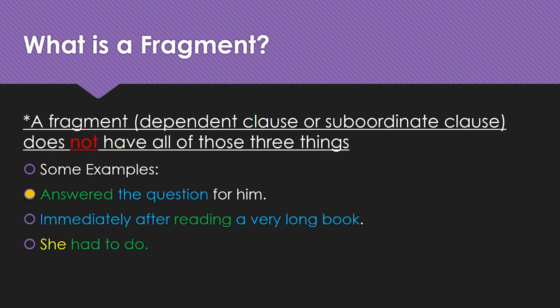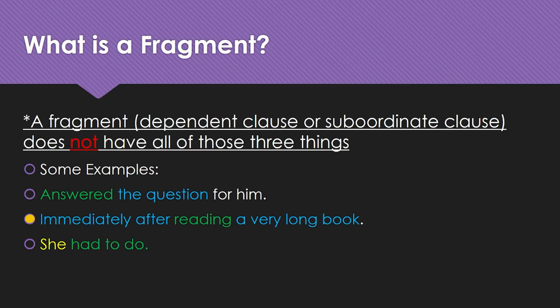Some examples of fragments: answered the question for him. And so this one doesn't have a subject. So who answered the question for him? You could say that him would be the pronoun, the subject, but it's not in this case because they're answering the question for him. But who is answering the question? So it's missing a subject.